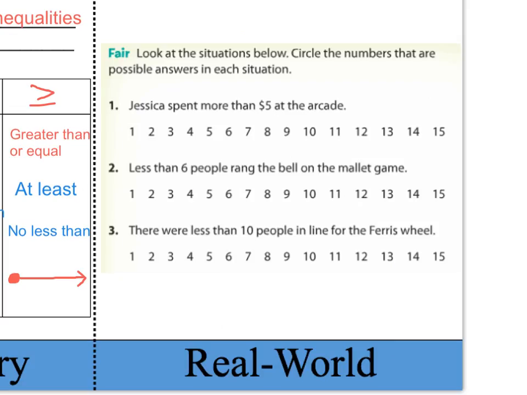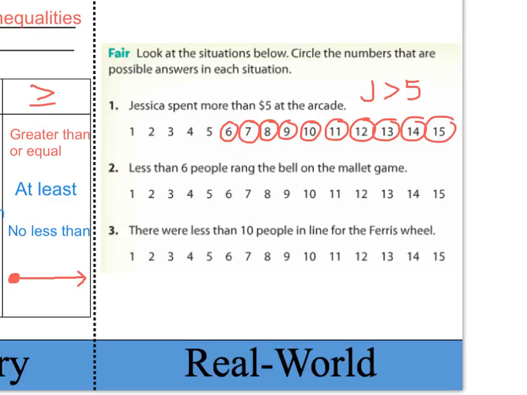So let's look at some of these real-life problems. We're going to look at the situations below and circle the numbers that are possible answers for each situation. So for number 1, it says Jessica spent more than $5 at the arcade. So I've circled every single number that is more than $5. And notice I did not circle the 5 because 5 is not more than 5.